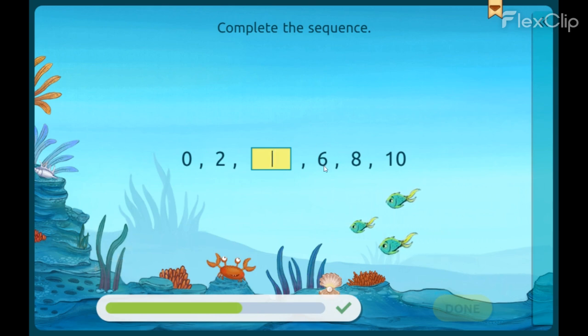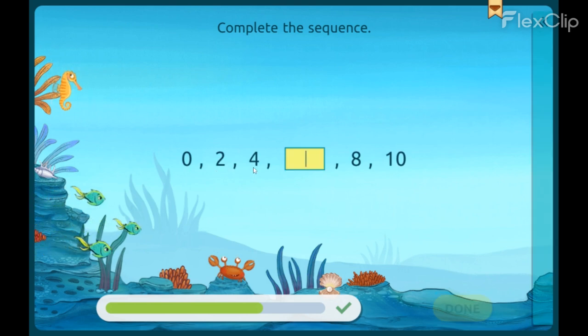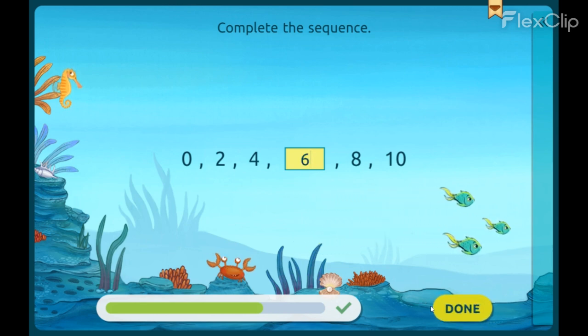The numbers are growing: 6, 8, 10. Right. We are using addition. 2 plus 2 is always 4. Correct. 2, 4. Yes, they are growing. 0, 2, 4. And 4 became 6. That's correct.